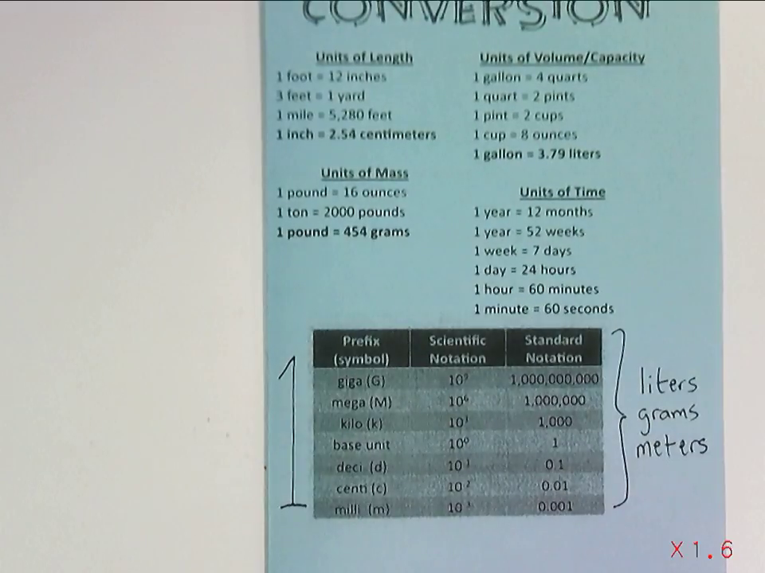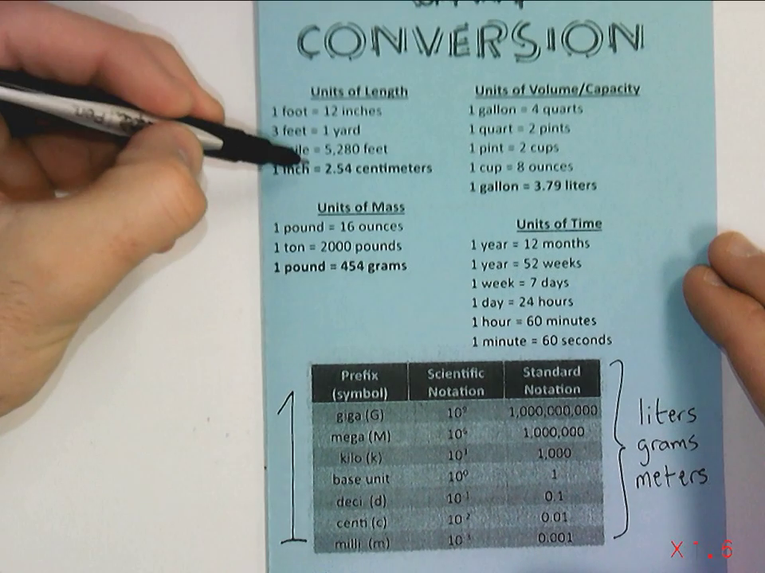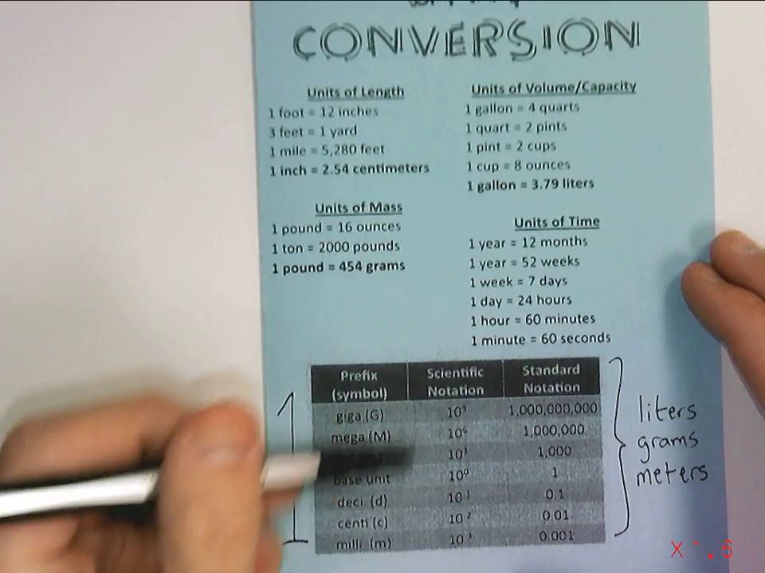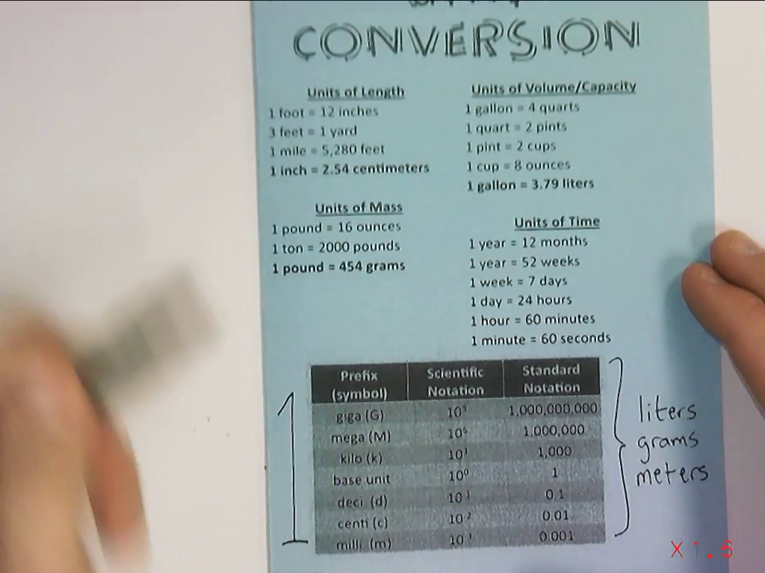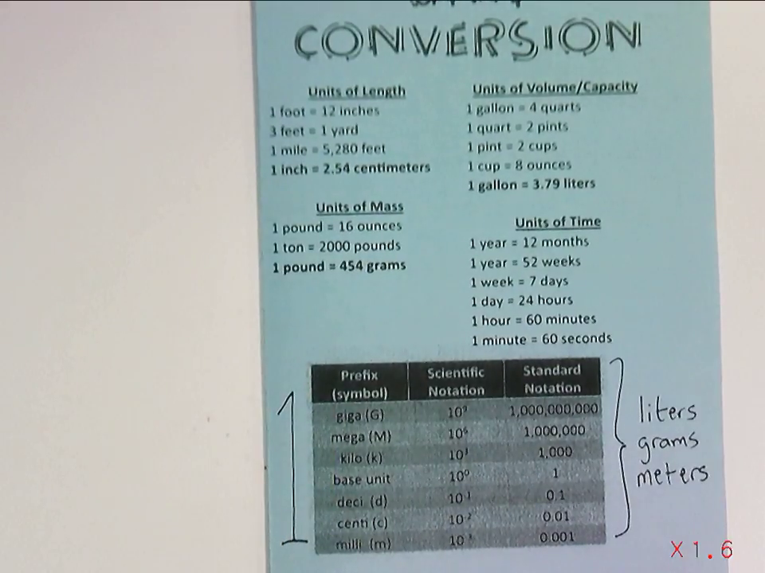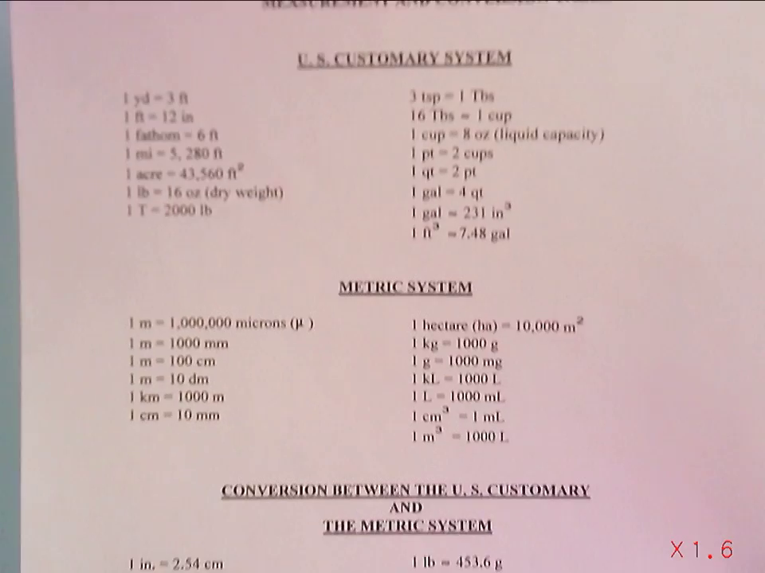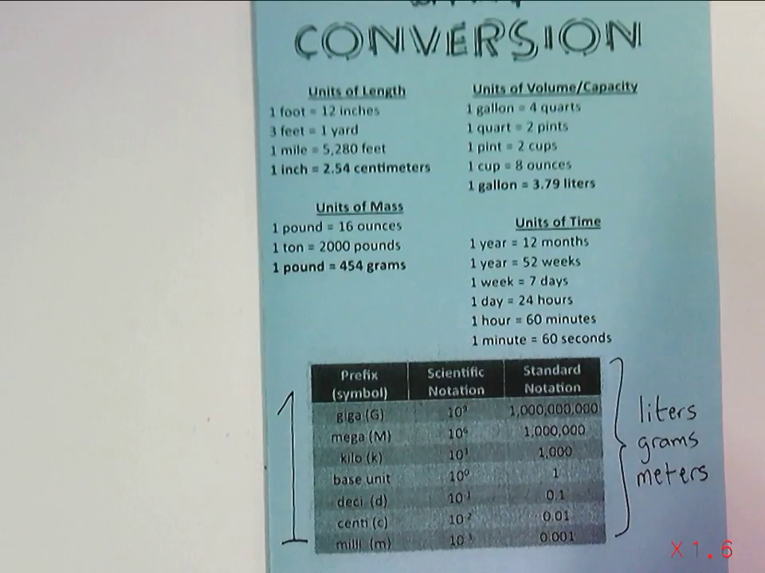So just a quick note before you jump into doing your actual conversions. Like I said, you have your units of length, your units of mass, units of volume and capacity, as well as units of time, and then your metric system down here as well. Once again, you also have this pink sheet with all these different conversion factors that you can use, and we might refer to both as we're working through the problems within your foldable.